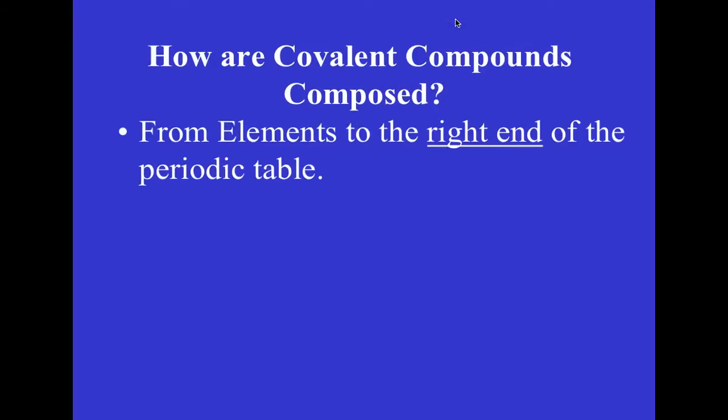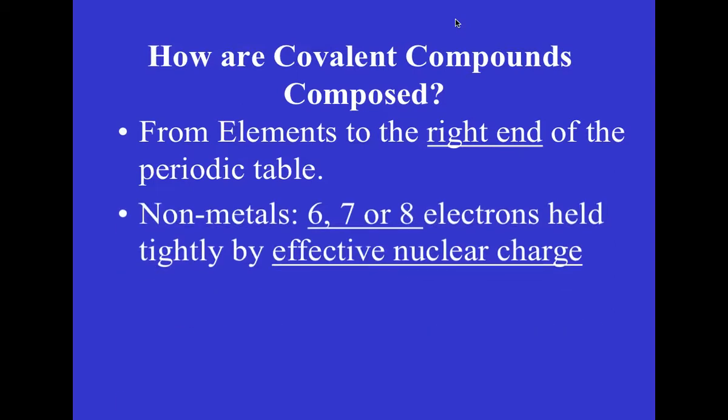So let's take a look at the composition. They are made from elements at the right-hand side of the periodic table. So these are all nonmetals. And remember, the nonmetals have 6, 7, or 8 electrons that are held very tightly.